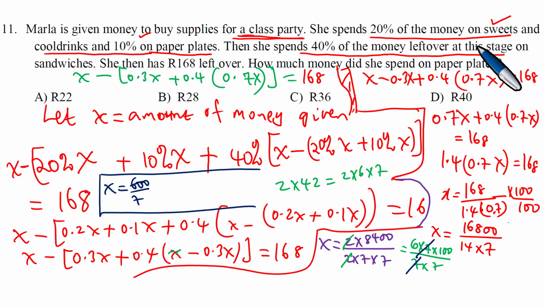Now, she spent 20% of the money on sweets and 10% on paper plates. She then spends 40% of the money left over on sandwiches. So 20%, 10%, 40% of the leftover. The leftover is the total amount of money minus all the money used. She then has 168 rand left over, so the leftover money would be 168.